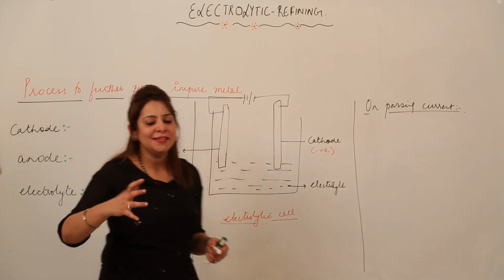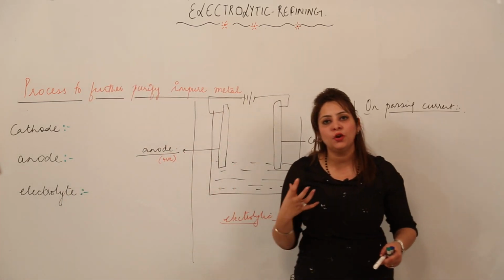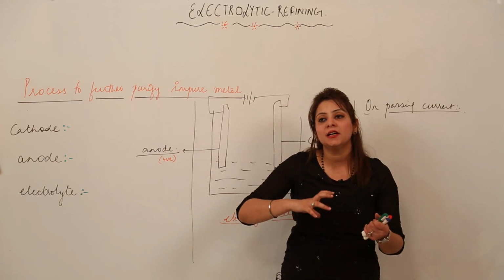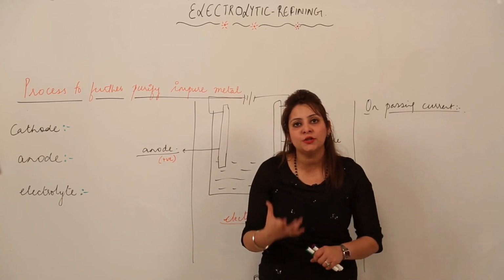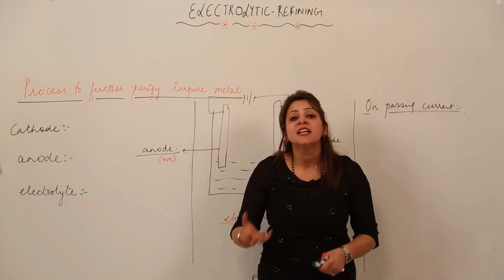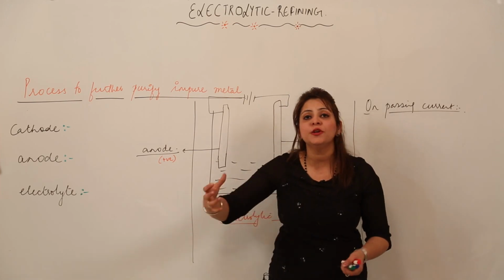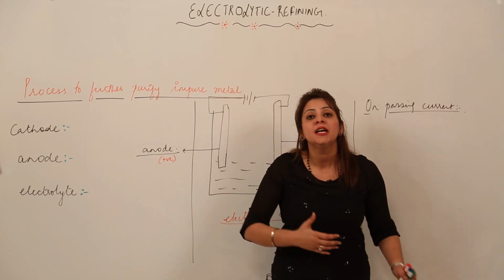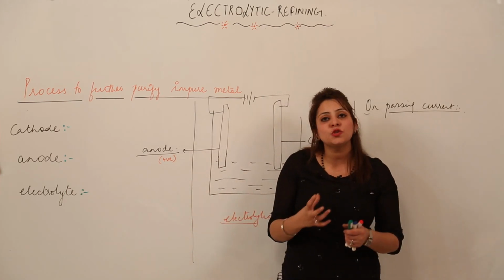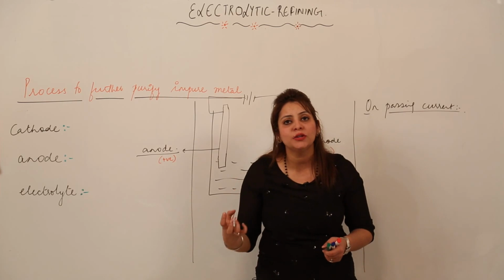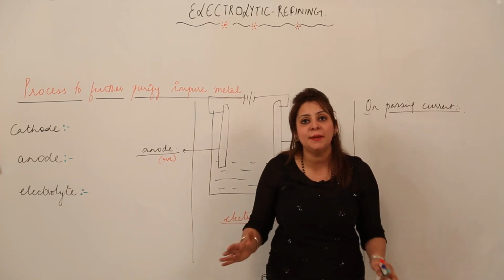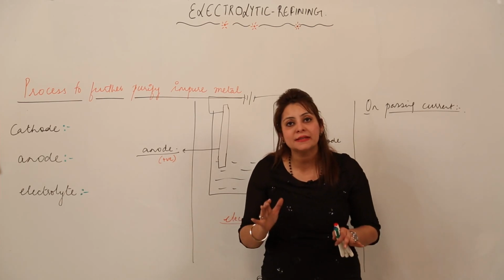The basic phenomenon of electrolysis always remains the same. What changes is the material of the anode, cathode or electrolyte, or we sometimes add certain substances to the electrolyte. This is what changes for the different processes, like electrolytic reduction, electroplating, and electrorefining. The whole process remains the same; only the anode, cathode and electrolyte change.